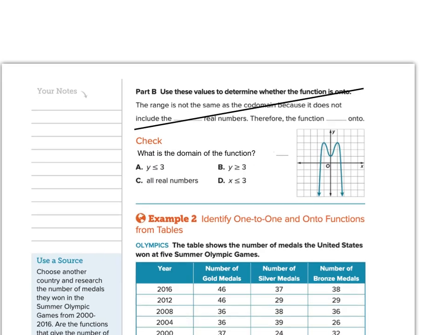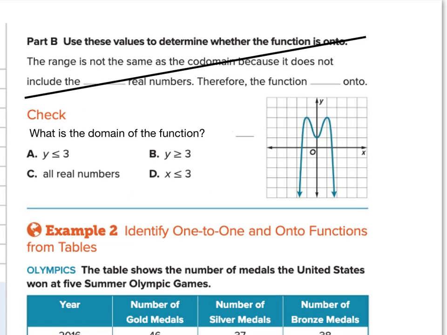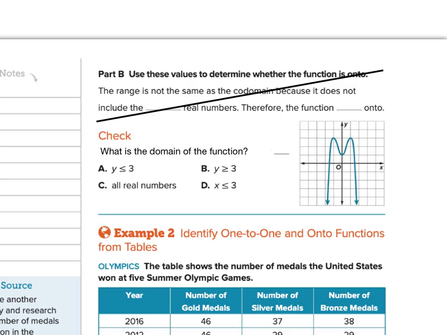I had to modify this question a little bit, but what is the domain of this function? If I were to exaggerate this function, it goes on forever and ever, down and to the left, down and to the right. So the domain is going to go forever to negative infinity and positive infinity. So again, my domain of this function is going to be all real numbers.